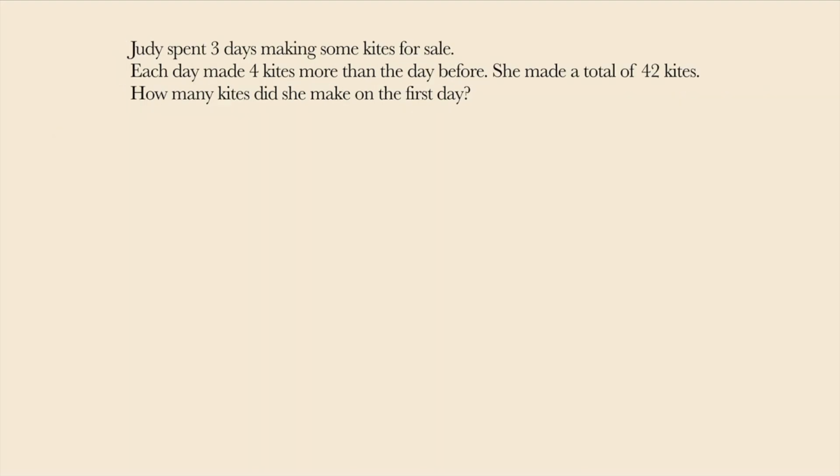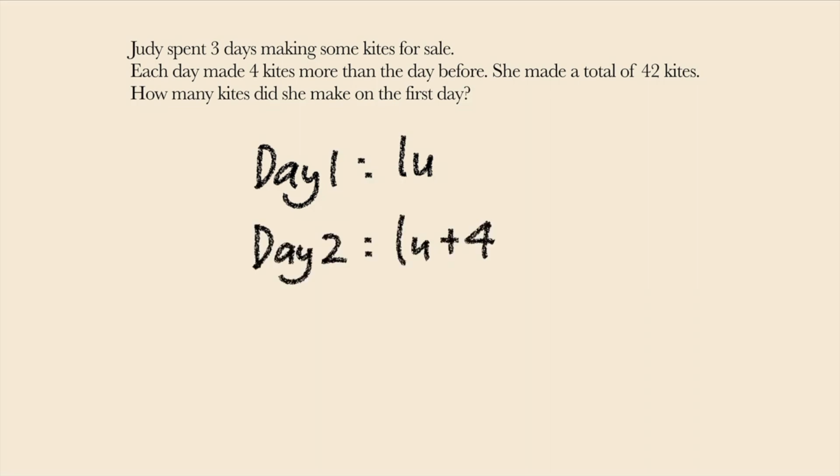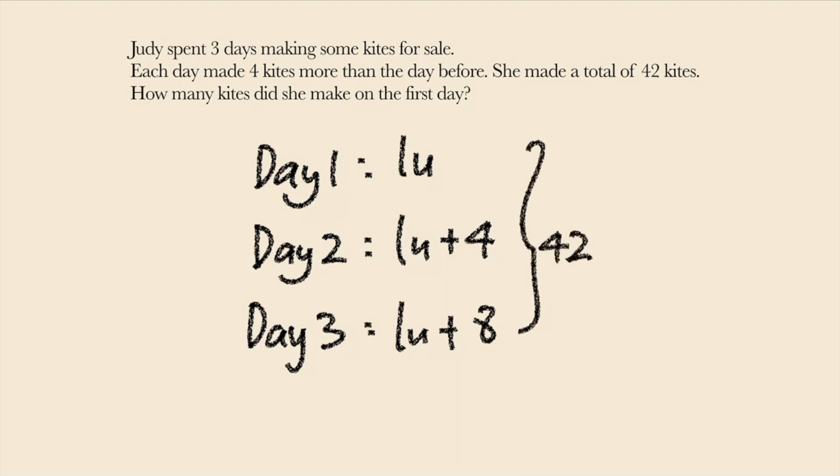On to the third question. Judy spends 3 days making some kites for sale. Each day she made 4 kites more than the day before. So if day 1 is an unknown, let's call it 1 unit. Day 2 will be 4 more than the previous day, so 1U plus 4. Day 3 will be 4 more than day 2, so that's 1U plus 4 plus 4, that means 1U plus 8. And let's show that the total is 42.